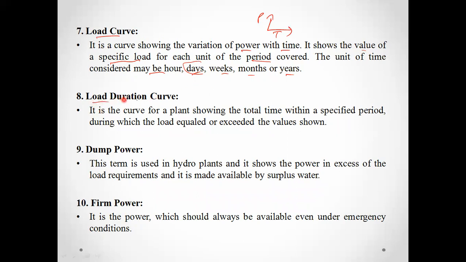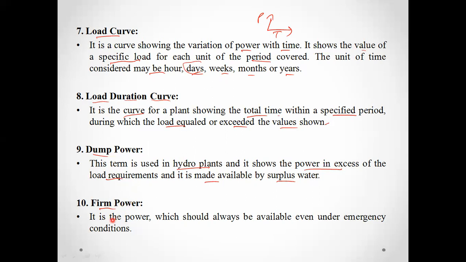Next is the load duration curve. This is the curve for the plant which shows the total time within a specified period during which the load equaled or exceeded the value shown. Then there is dump power. Dump power is generally used in hydropower plants, and it is the power in excess of the load requirements. It is made available by surplus water.